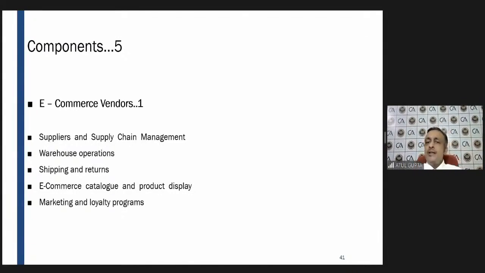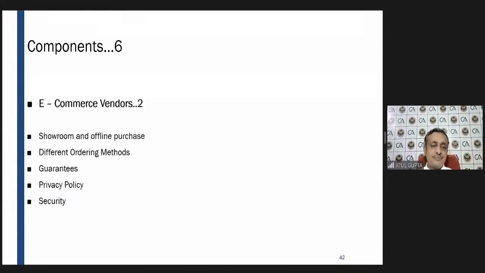Then e-commerce vendors. So this includes suppliers, supply chain management, warehouse operations, shipping, returns, catalogs, product displays, loyalty programs. Is this the discount coupons they give to you? Then, okay, you can give an example.